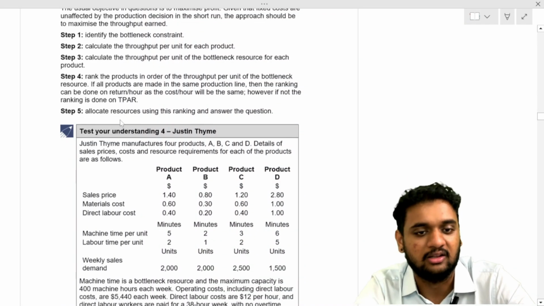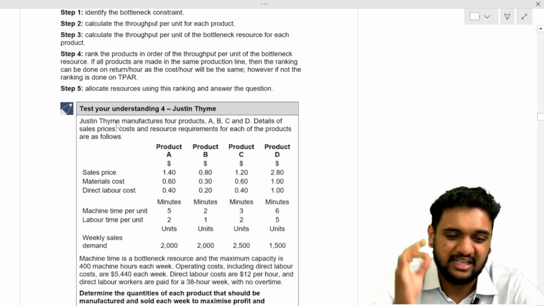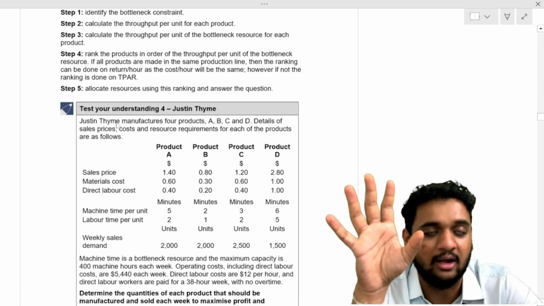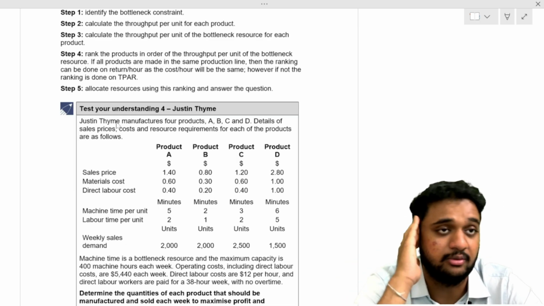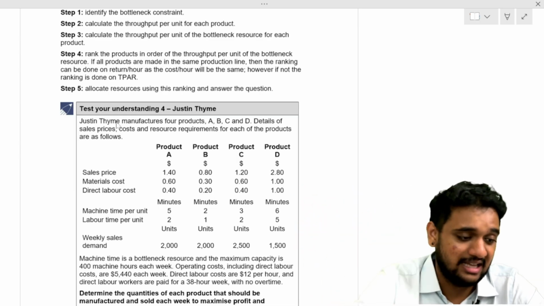Here also we will have multiple products. Come to test your understanding, question number 4. Same thing we will do. Remember one thing: instead of taking contribution per limiting factor, here we will take throughput per bottleneck resource. Understood? That's the only difference between that chapter and this chapter. Understood, all of you?